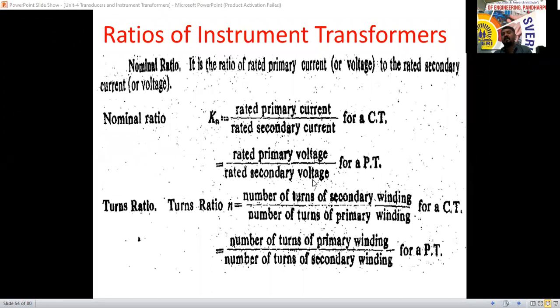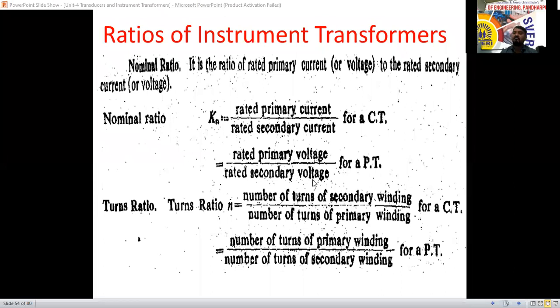Turns means the number of turns in the primary and the number of turns in the secondary, which we know already, as you have studied the transformer. For the CT, I1 by I2 equals N2 by N1. So if it is I2 by I1, then it is N1 by N2. The turns ratio for the CT is the ratio of the number of turns of the secondary winding to the number of turns of the primary winding.